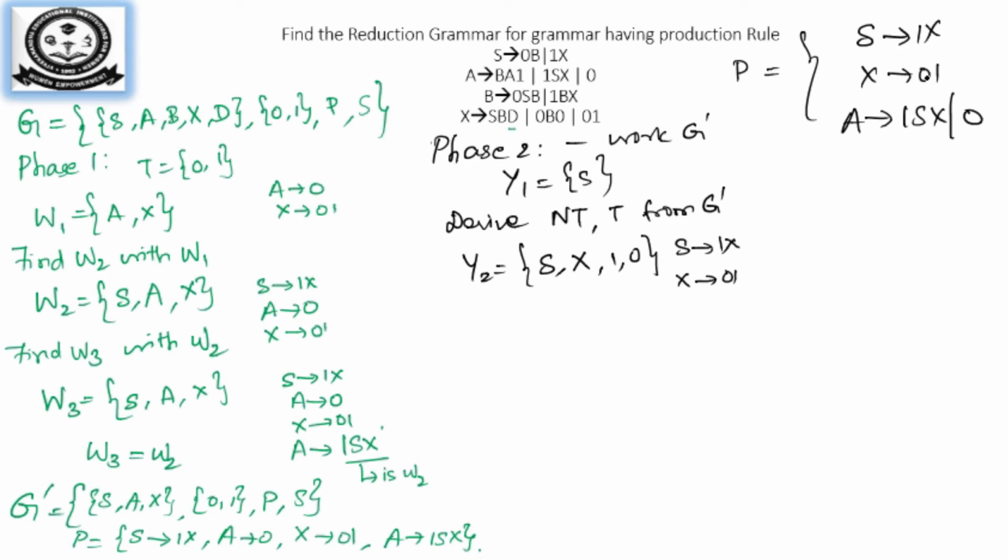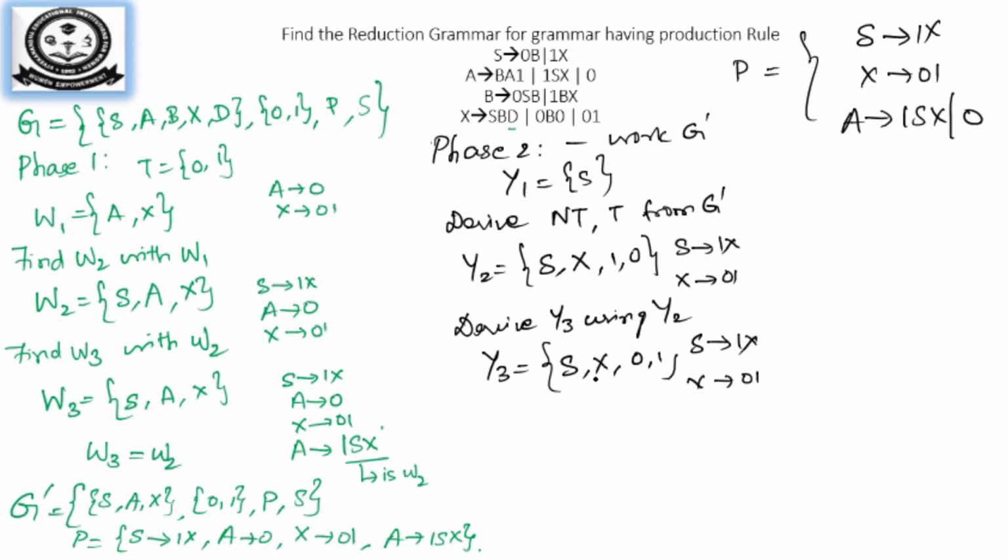From S, I can go to X. From X, I can go to a string. So I cannot reach A, so I will stop the process over here. Now Y2 and Y1 are not the same, so we will start Y3. Derive Y3 using Y2. So we are going to find the same terminals and non-terminal symbols with Y2. You will see you can have only 1X and X tends to 0, 1. So the terminals and non-terminal symbols are going to be 0 and 1. So Y3 is equal to Y2.